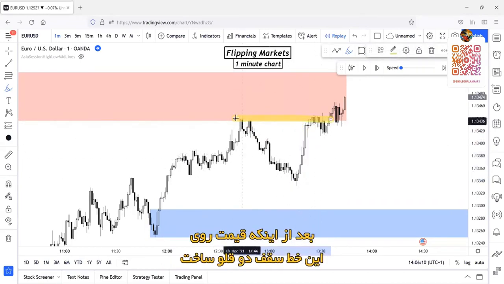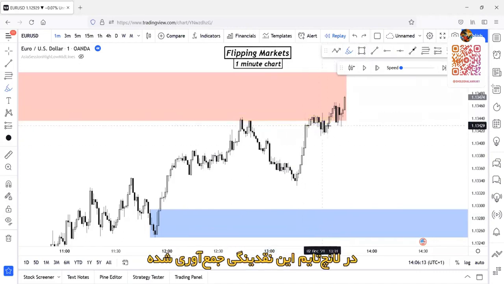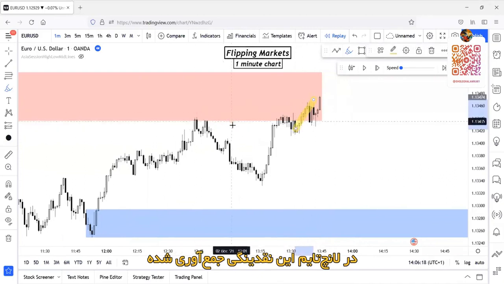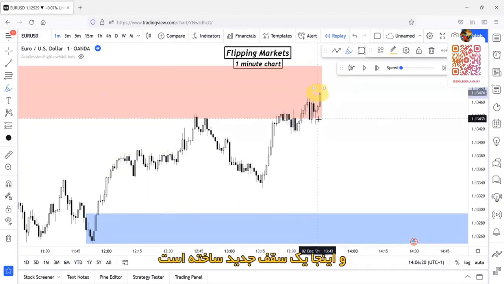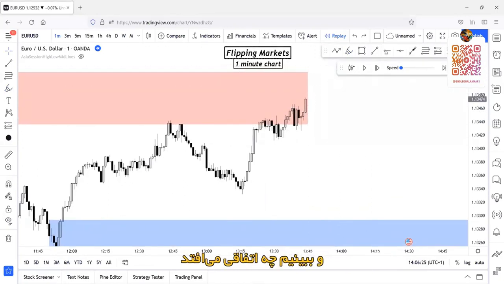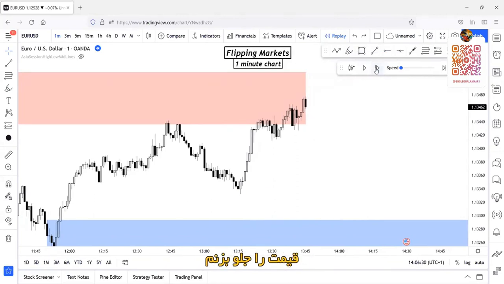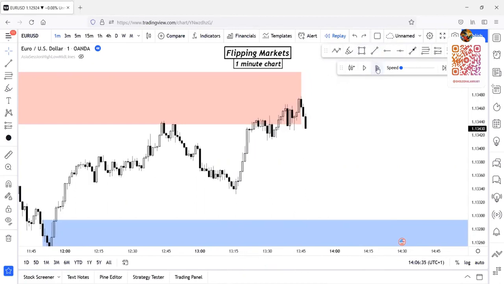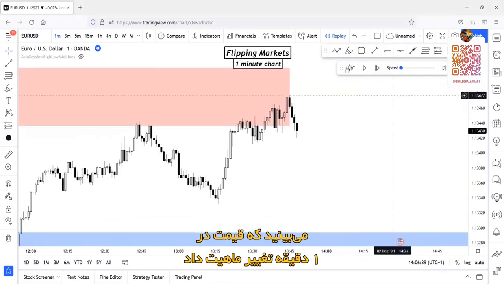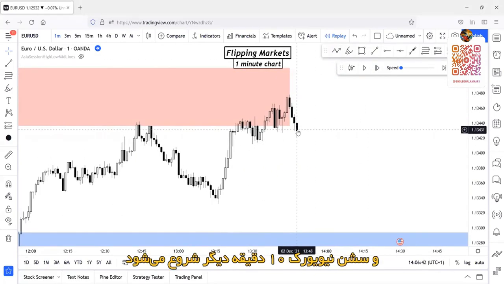After, price created equal tops in this line, and lunchtime actually swept that liquidity and created a new high here. So let's just play price forward and see what happens. So we are currently in the 1-minute, as you can see, and let's just play the price. Okay, price changed character on the 1-minute, as you can see, and New York will open in 10 minutes.